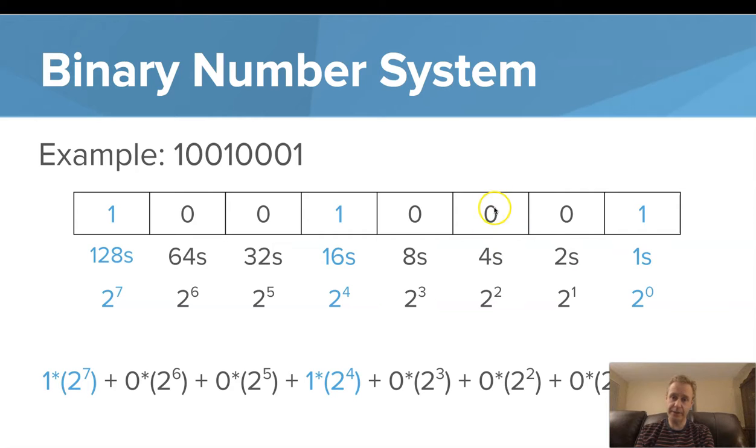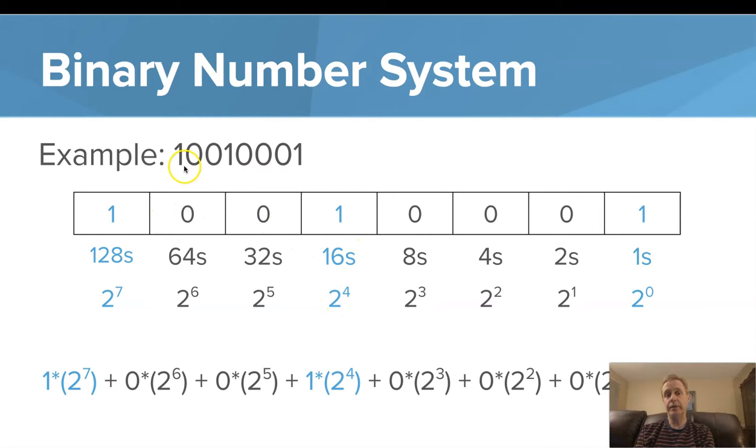And then the next bit after that represents the number of 4's, which is 2 squared. And then this pattern just continues, right? There's the number of 8's, which is 2 cubed. There's the number of 16's, which is 2 to the 4th, and so on.